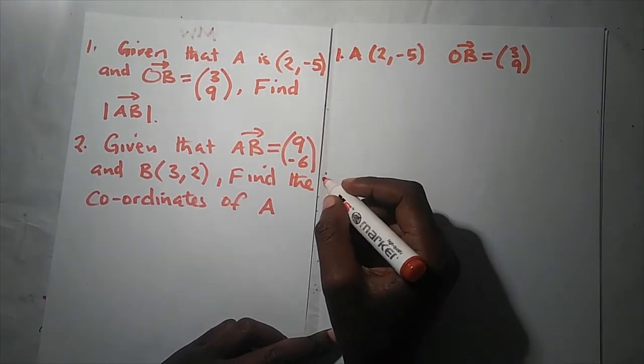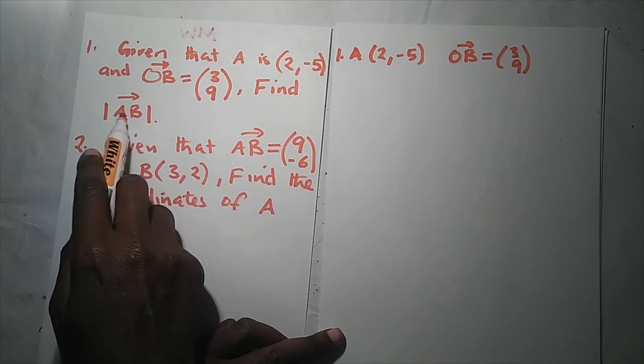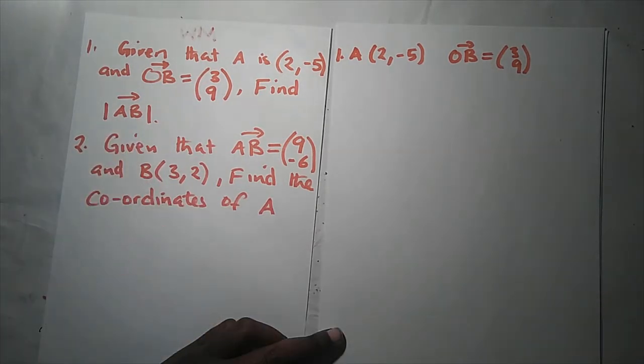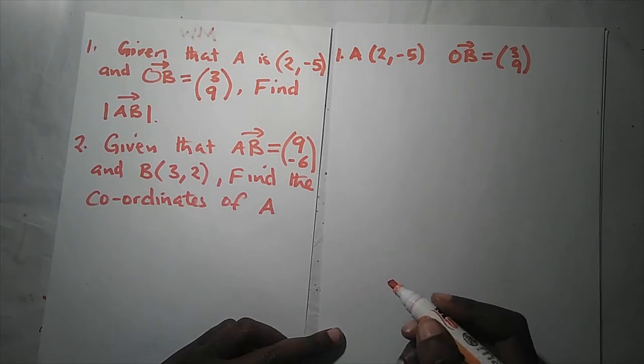So now the question says find the magnitude. So these two lines here are asking you to find the magnitude, the size or the length of the vector. And so there's a formula that we use for calculating the magnitude of the vector.